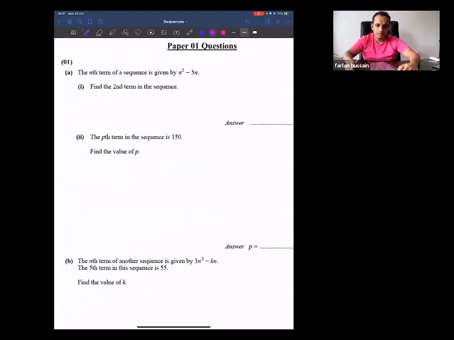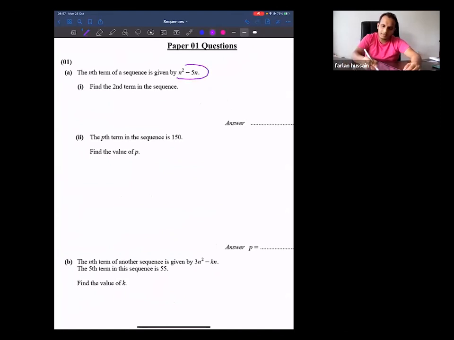The nth term of a sequence is given by n square minus 5n. Now they haven't specified whether it is an arithmetic sequence or any other type of sequence. They just have told, okay, any term of this sequence will be given by n square minus 5n. Find the second term of this sequence.